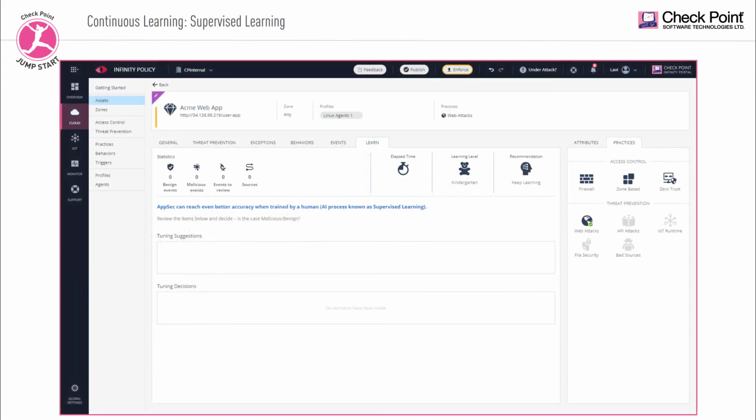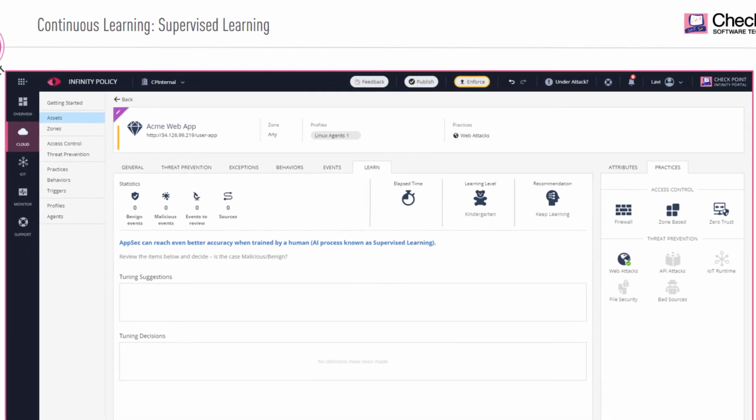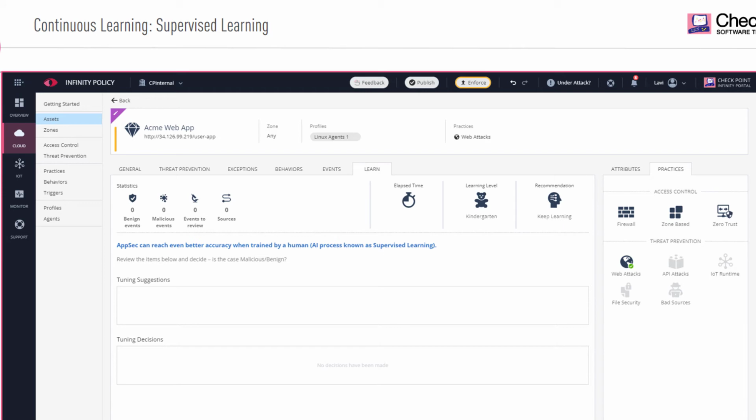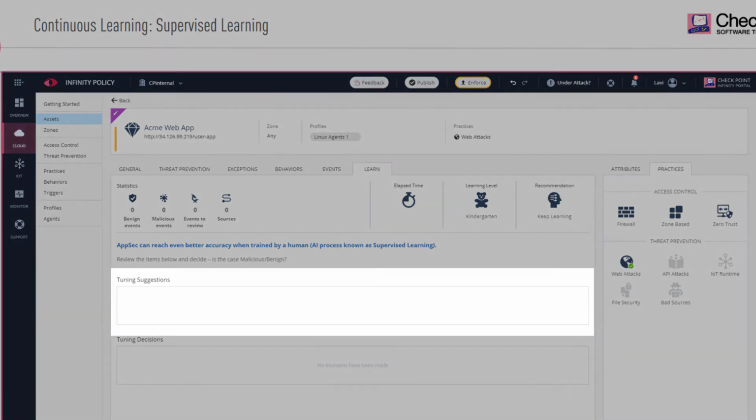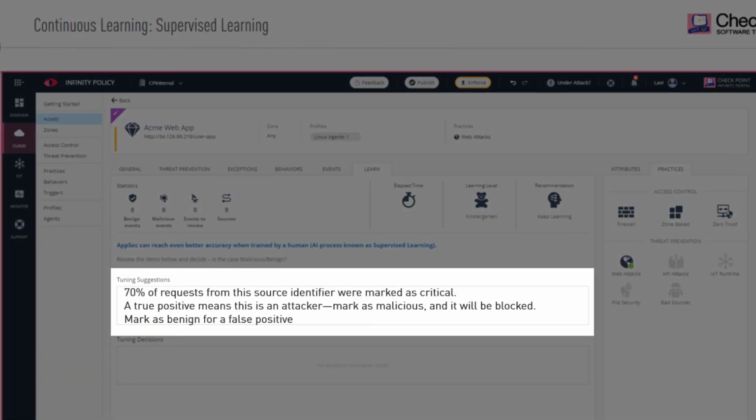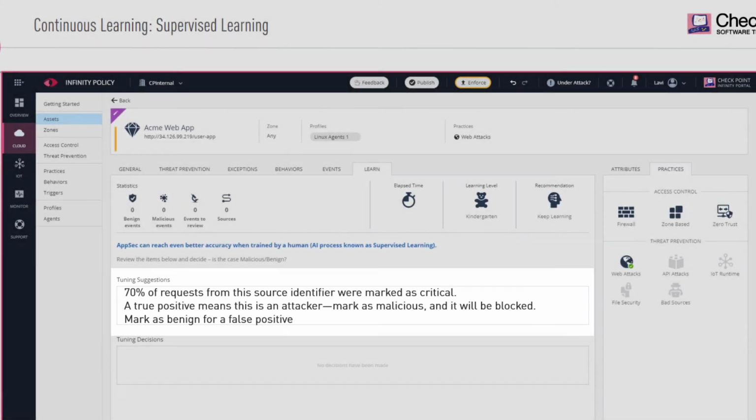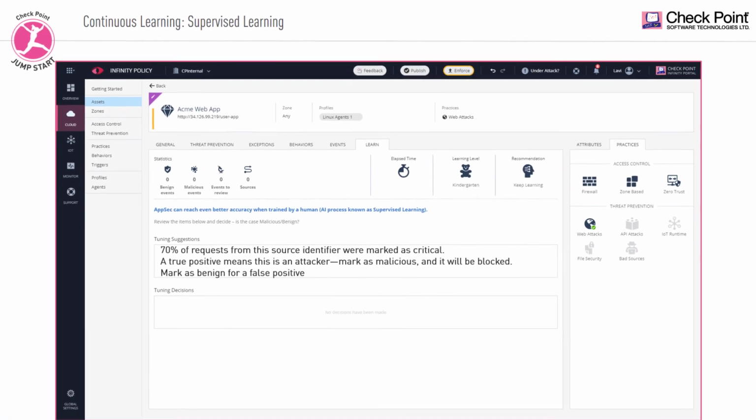A user can assist the learning process and shorten the learning curve by responding to tuning suggestions. For example, this user assistance is called supervised learning.